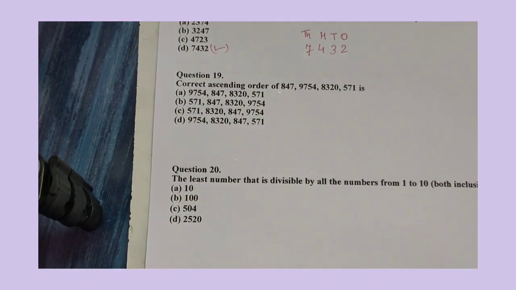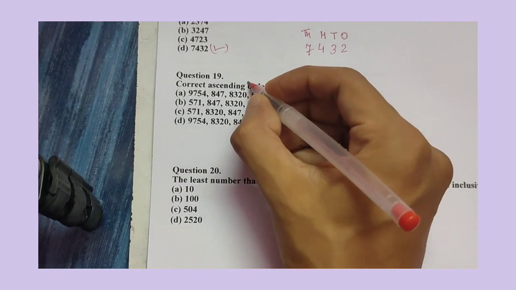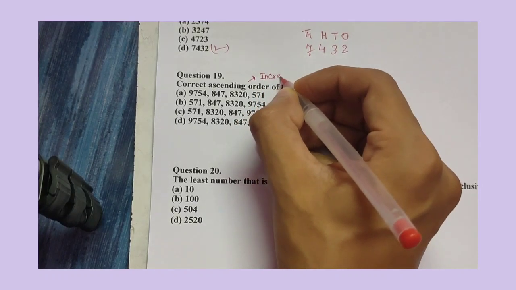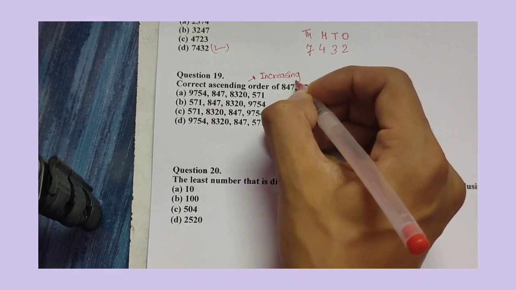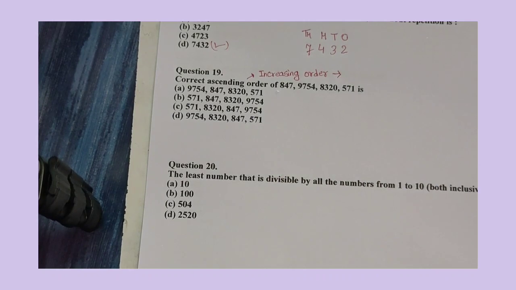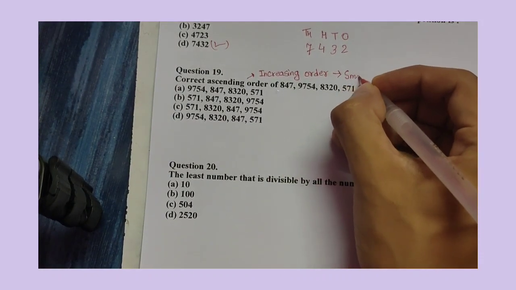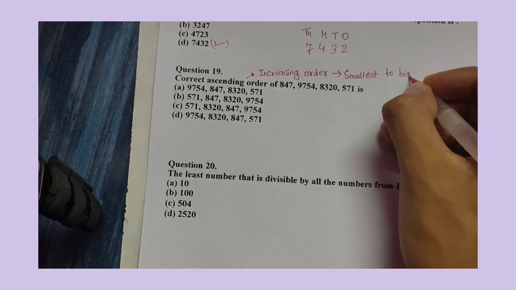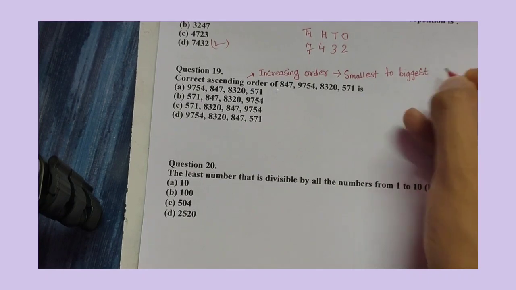Now question number 19. Correct ascending order of 847, 9754, 8320 and 571 is. Now the term ascending order means what? In the increasing order, again it means what? Smallest to biggest. Smallest number will be put first and the biggest at the end. Okay, let us arrange the numbers.